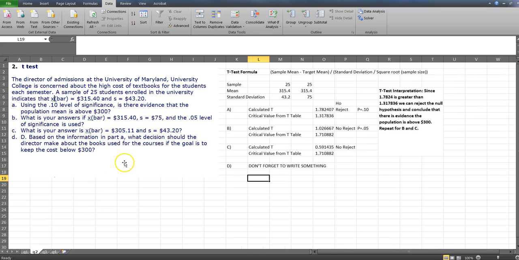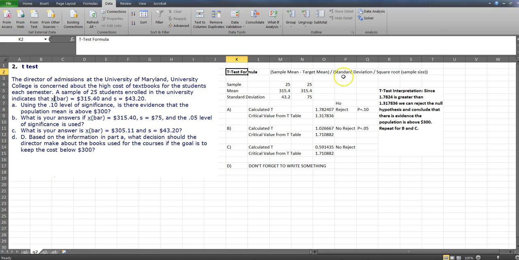Question 2 is a little more tricky, and it's because Excel doesn't have a built-in analysis for a one sample t-test. So we have to use the manual formula, and the formula up here is given to you, and it's really kind of easy. It's the sample mean minus the target or population mean divided by the standard deviation, which is further divided by the square root of the sample size.